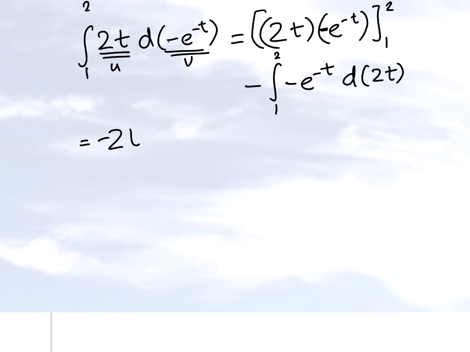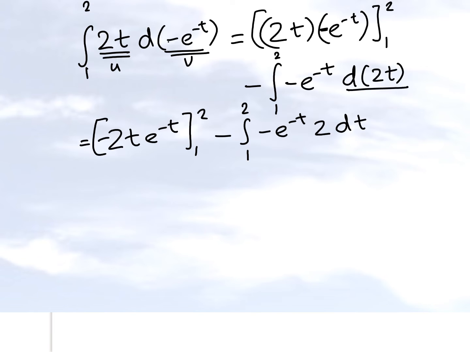So we have minus 2t e to the power minus t going from 1 to 2, minus the integral from 1 to 2 of minus e to the power minus t times 2 dt, when we take the differential of this. So now what we can do is say, this is minus 2t e to the power minus t from 1 to 2 minus.